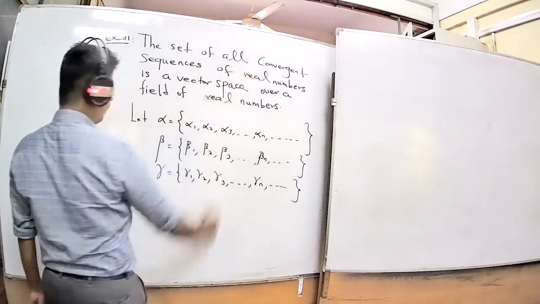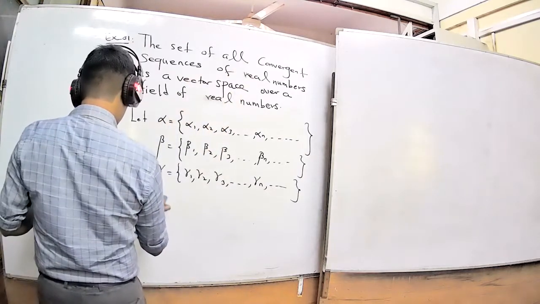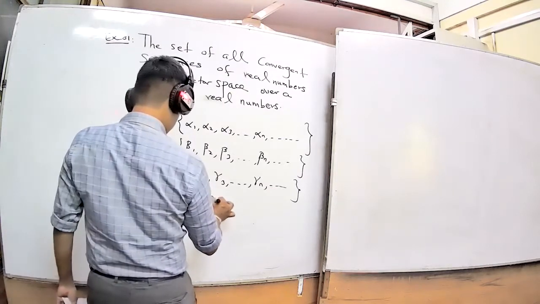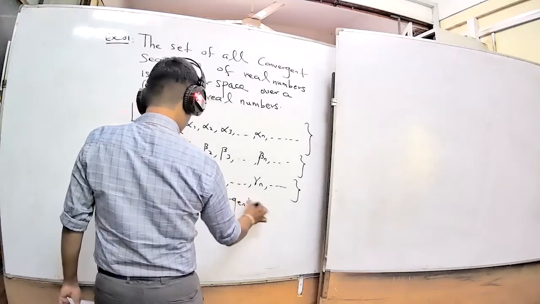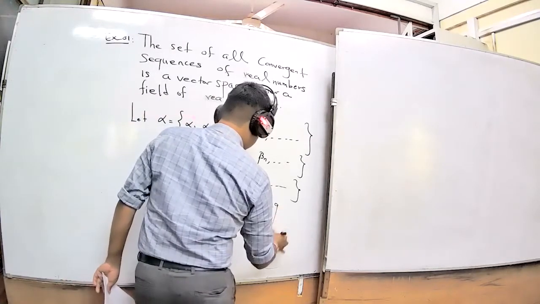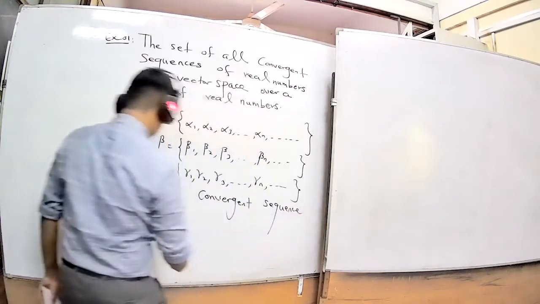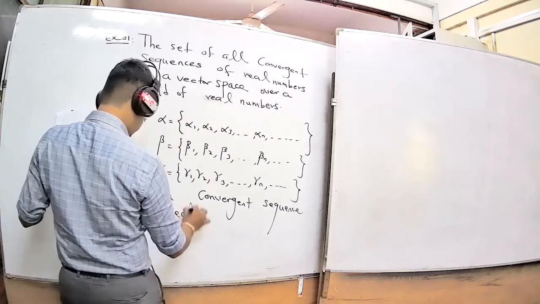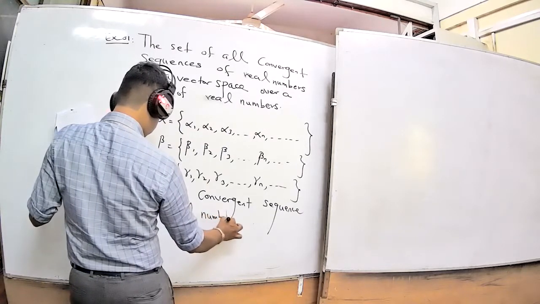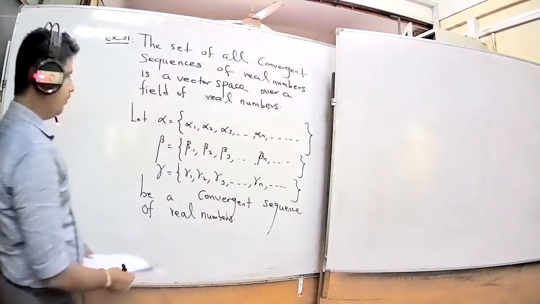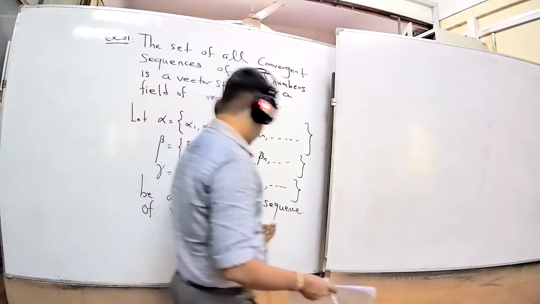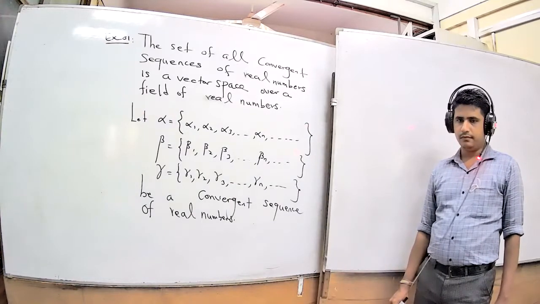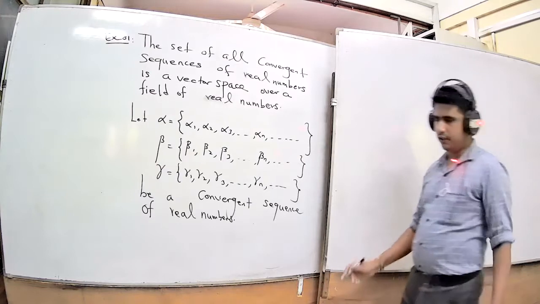These are sequences and also convergent, right? The set of convergent sequences of real numbers. So check the first axiom.